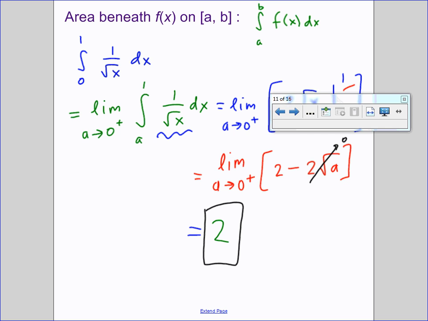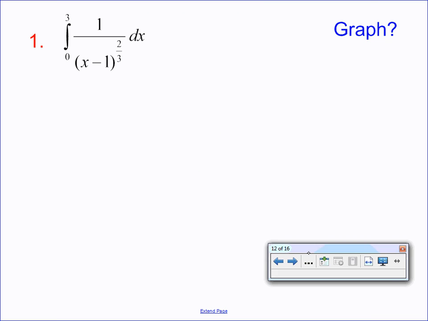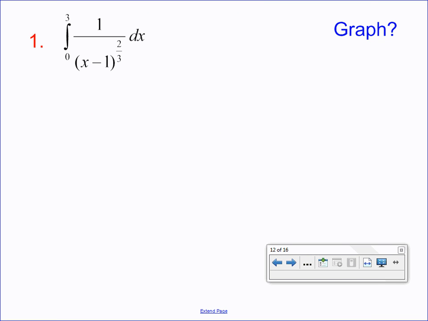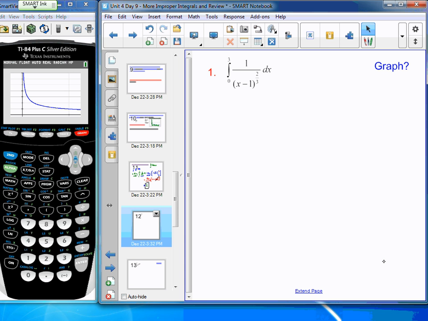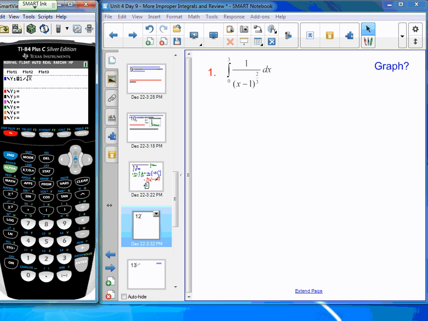Oh, well, we're only 2 cases to consider. So let's go ahead and consider this new integrand function then. The integral from 0 to 3 of 1 over x minus 1 to the 2/3. So let's go ahead and take a look at this picture, again, inspect it graphically, and then we'll go ahead and use our calculus techniques to see if we can evaluate analytically or if it diverges.